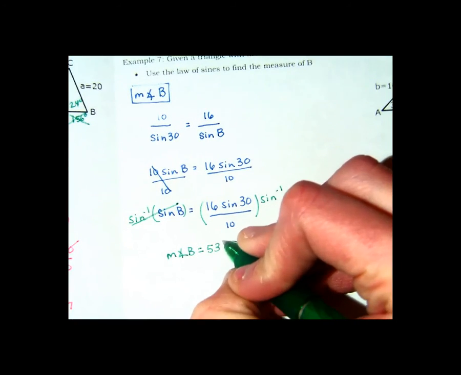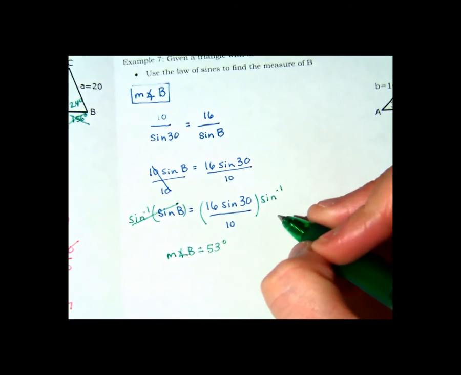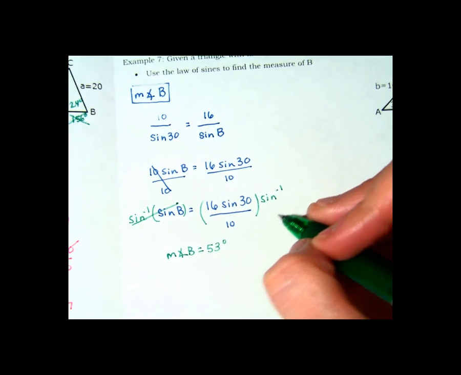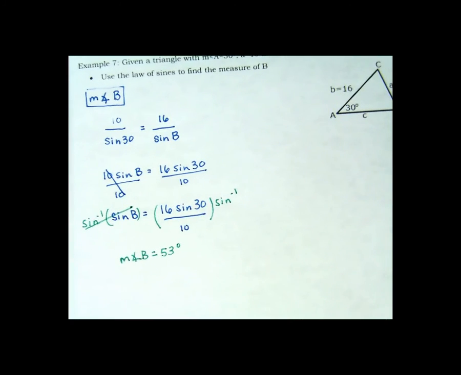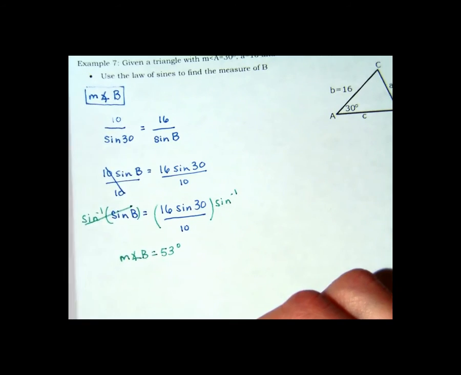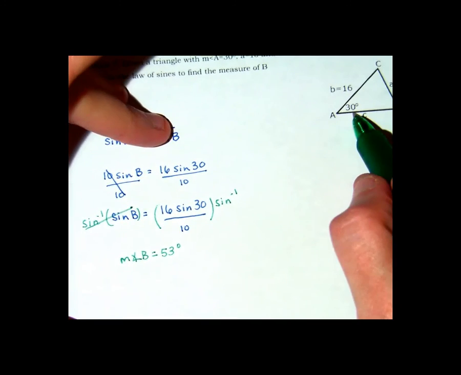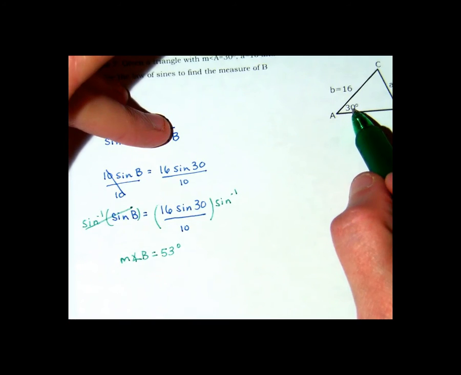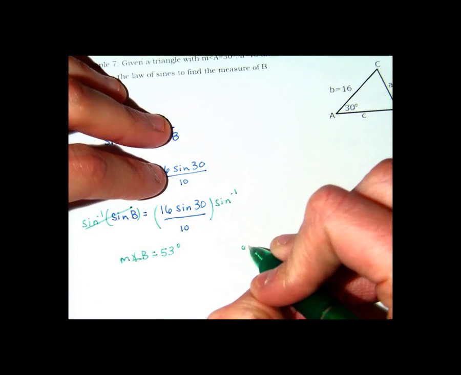53 degrees. Since we have an answer, we need to see what the second one would be. Do you remember how we found out what the second one was? 180 minus 53. 127. Is it possible to have an angle measure of 127 and 30 in the same triangle? Okay. Then we have to do both.